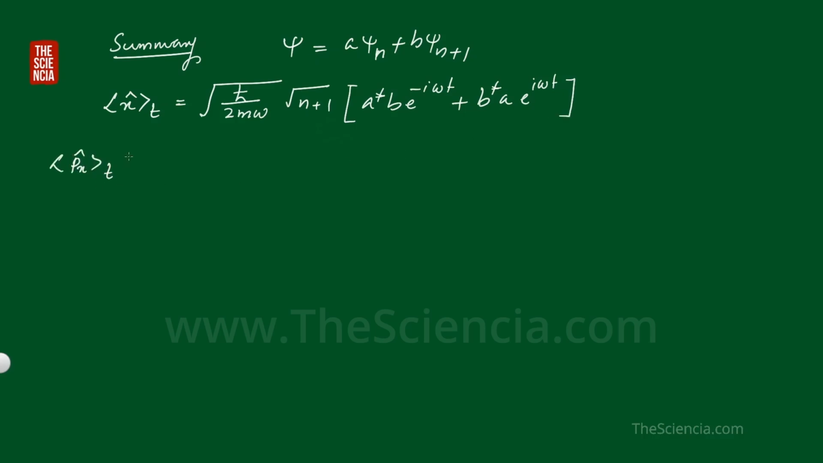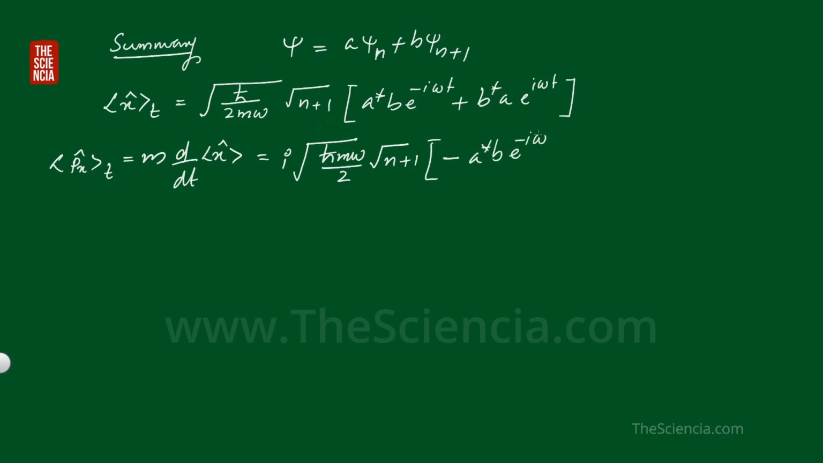And we got the expectation value of px at time t, and I told you we can use Ehrenfest's theorem to solve this in a tricky way. That is equal to m d by dt of the expectation value of x, that is equal to i into root h cross m omega by 2, root n plus 1, into minus a star b e raised to minus i omega t plus b star a e raised to i omega t.